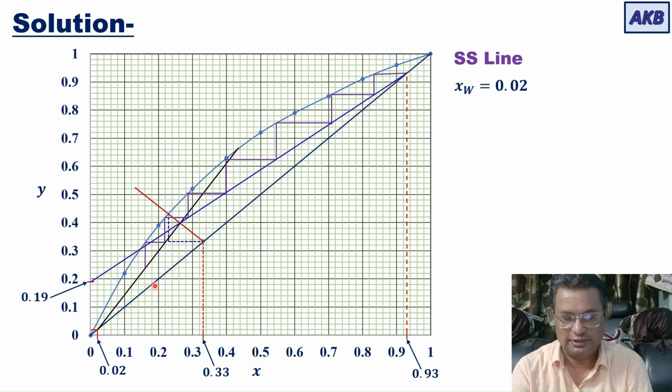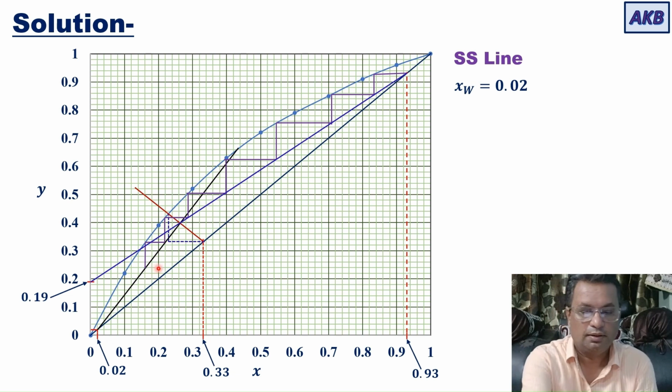So horizontally to the equilibrium curve, vertically to the stripping section line, and repeating this step, horizontally to the equilibrium curve and vertically to the stripping section line.